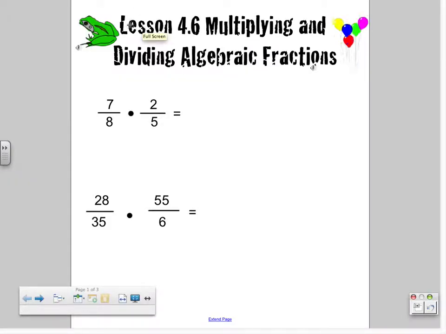Okay, the next lesson is on multiplying and dividing algebraic fractions.